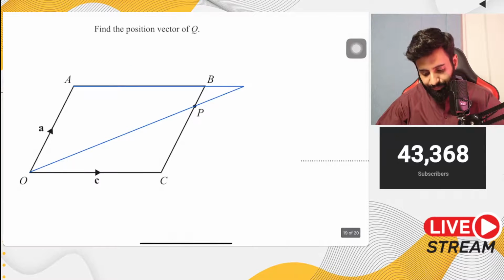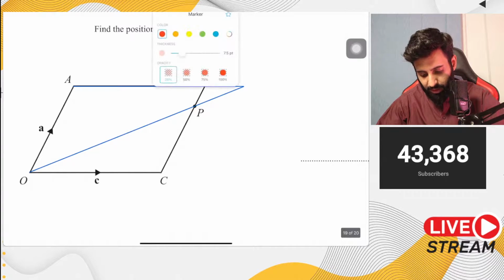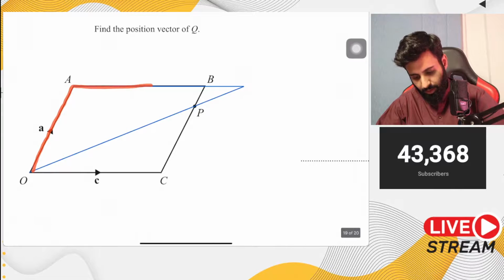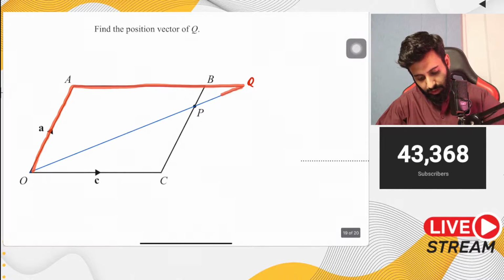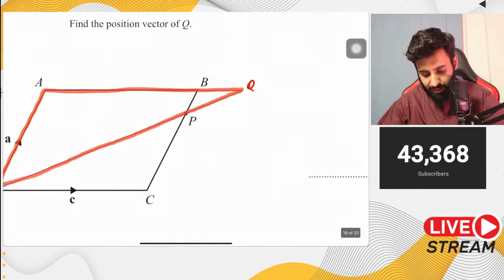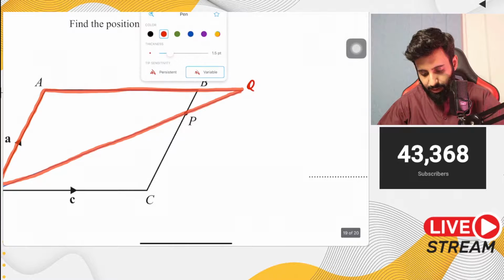Now how is that? Let me show you. So basically, first of all, let's identify the similar triangles here. What are the similar triangles over here? One is this triangle. So this point is Q, right? And then you have another similar triangle, and that's this little triangle over here, this one.